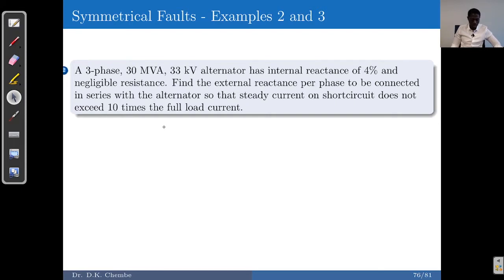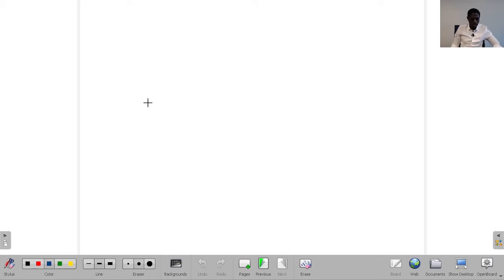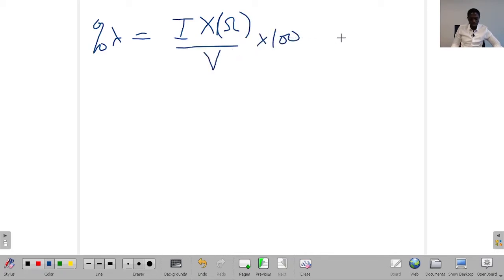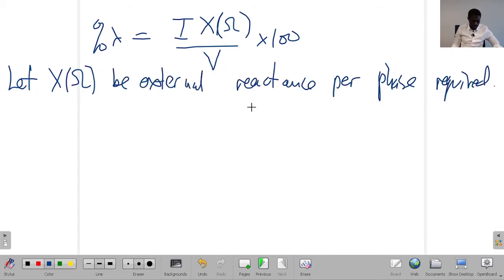To handle this question, we are going to do some calculations. First of all, we know that the percentage reactance can be obtained from the current multiplied by the reactance, which is in ohms, over the voltage multiplied by 100%. Now, what we want to do is let the X in ohms be the external reactance per phase required. So this is the external reactance per phase required.